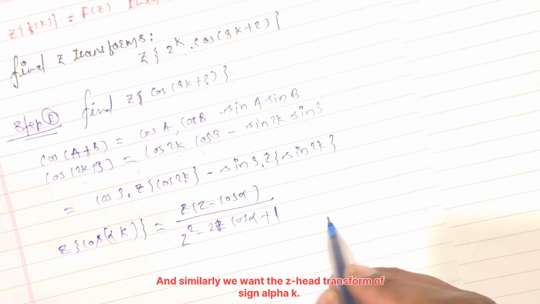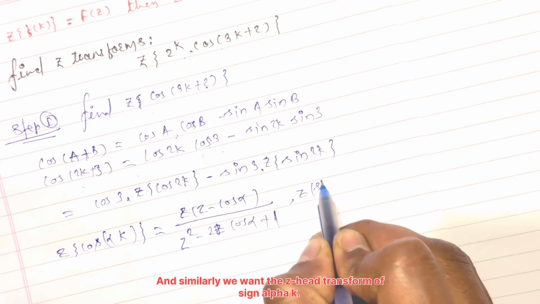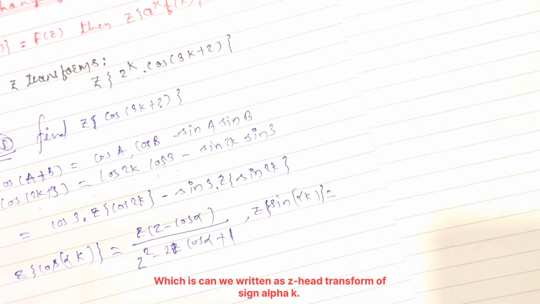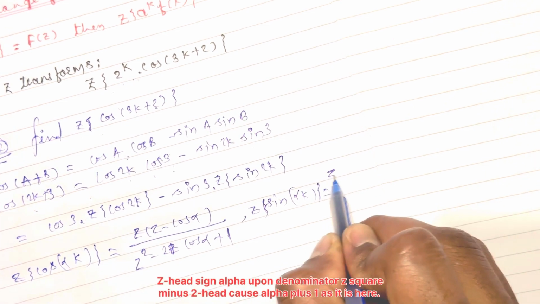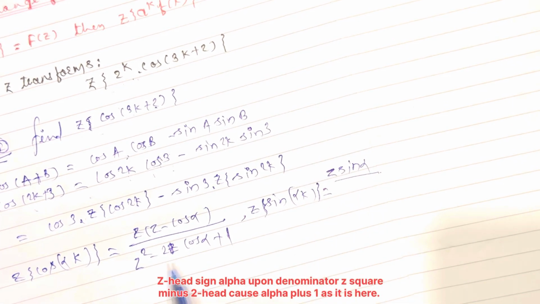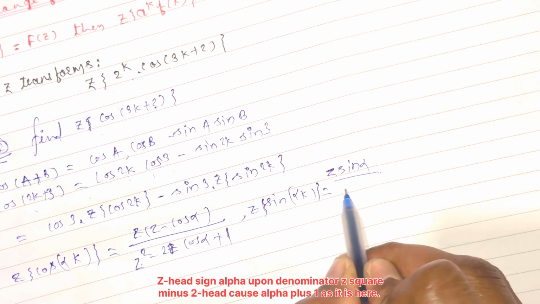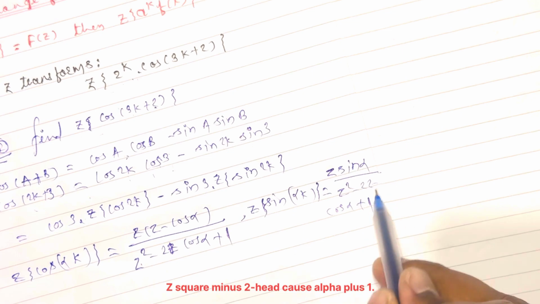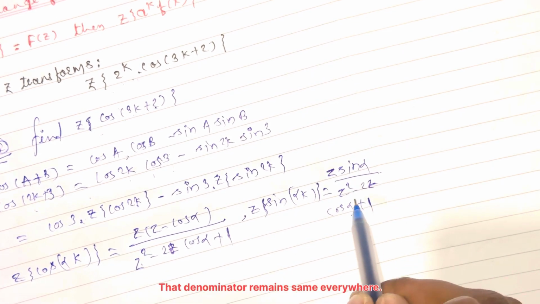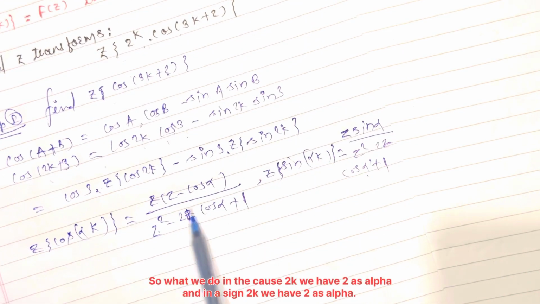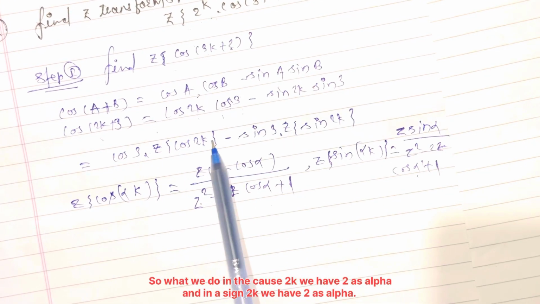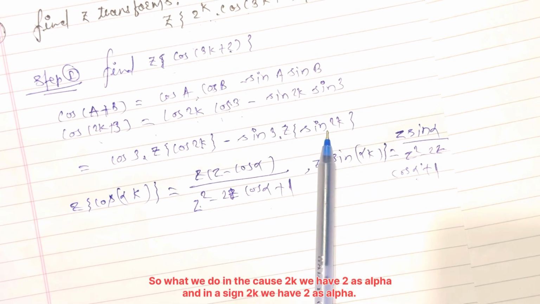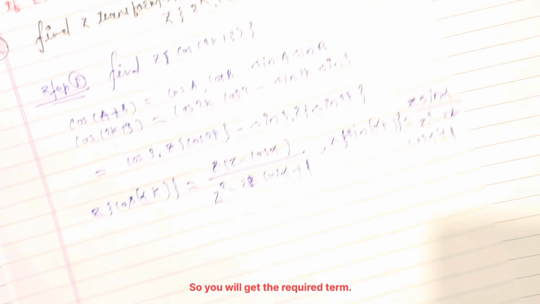Similarly, we want the z transform of sin alpha k, which can be written as z sin alpha upon the denominator z square minus 2z cos alpha plus 1, as it is here. That denominator remains the same everywhere. In cos 2k we have 2 as alpha, and in sin 2k we have 2 as alpha. So replace alpha by 2 here, and you will get the required term.